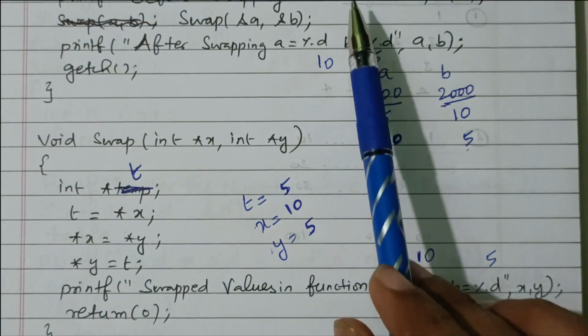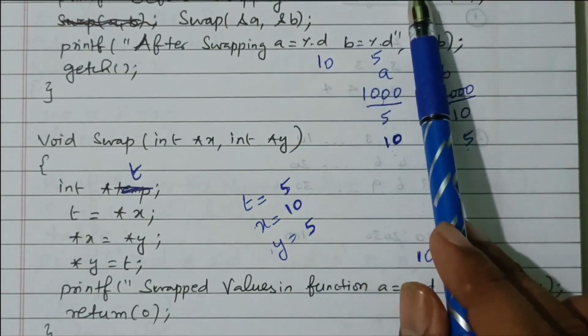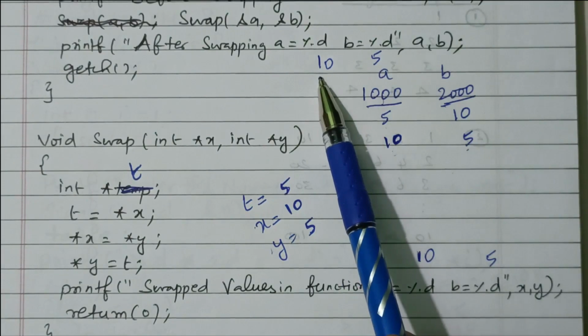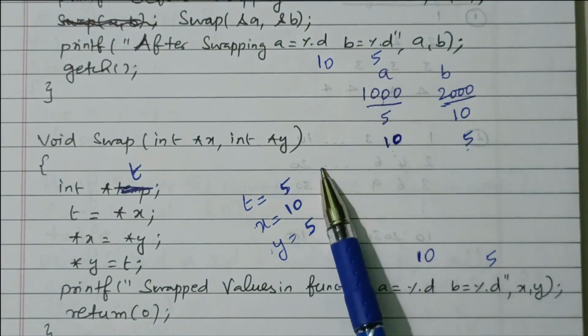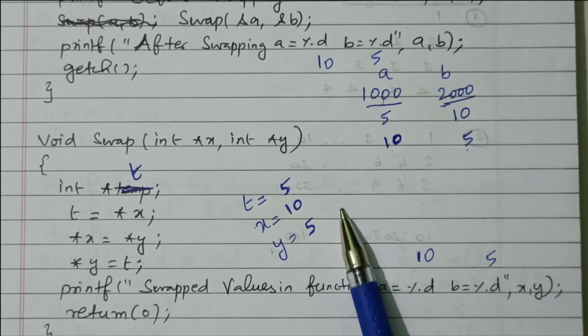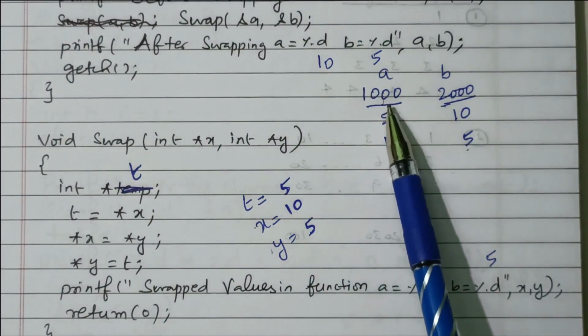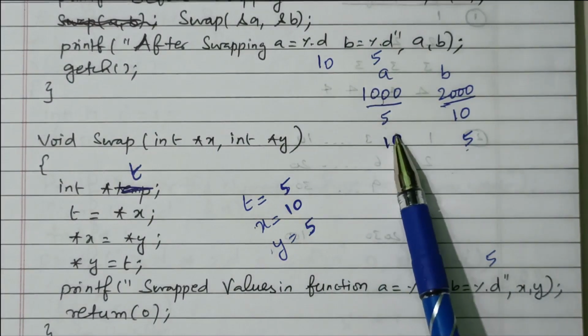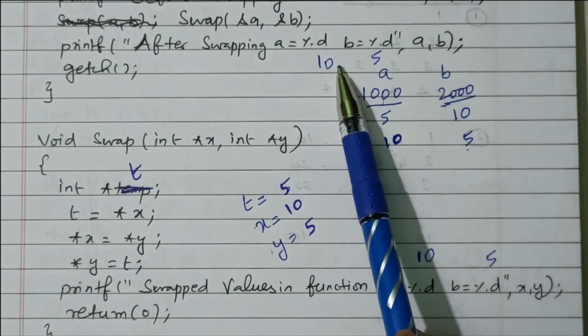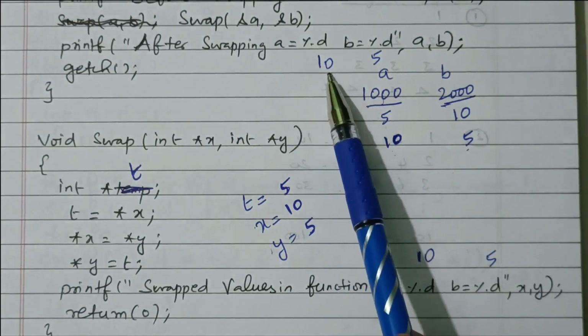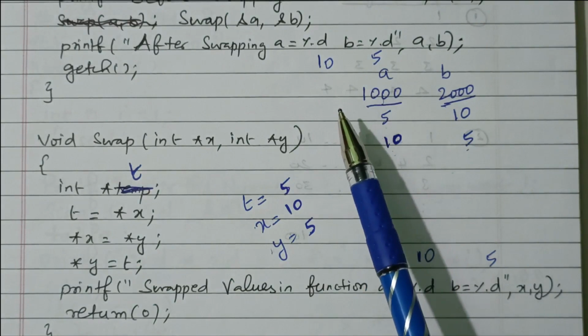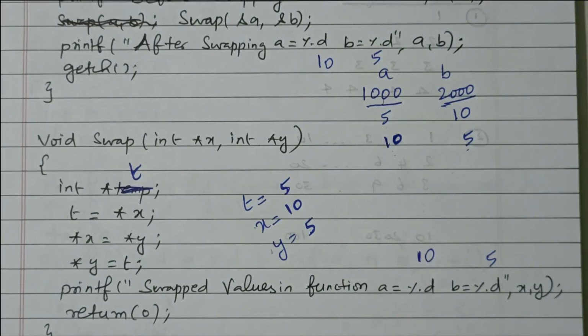In the previous program it was not like that. Before swapping a is 5, b is 10. After swapping also a is 5, b is 10. Only in the function the values are interchanged, because we sent only a copy of the variable. Now here we send the address, so the changes are made in the address itself. So after swapping, while printing in the main program, we got a as 10 and b as 5. So in call by value we are sending only a copy of the variable. In call by reference we are sending the address, so any changes will be reflected permanently.